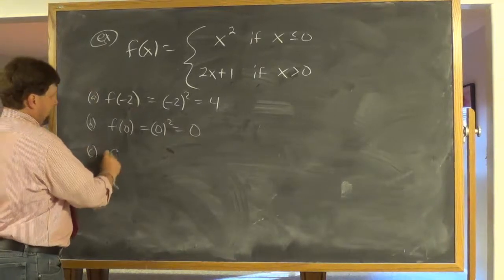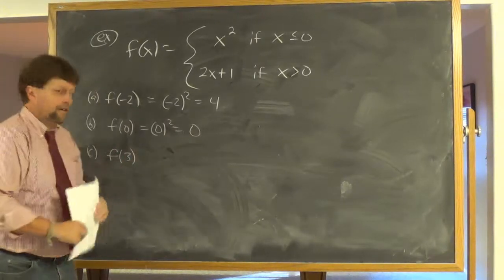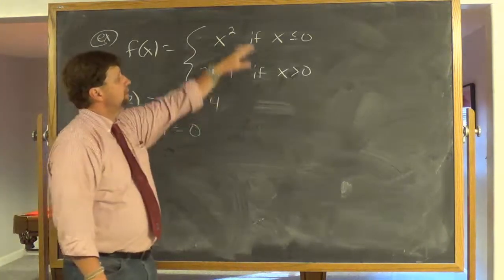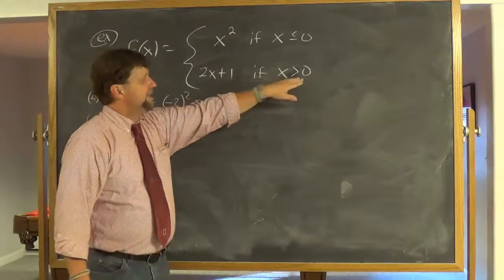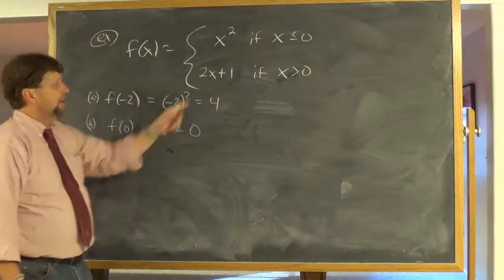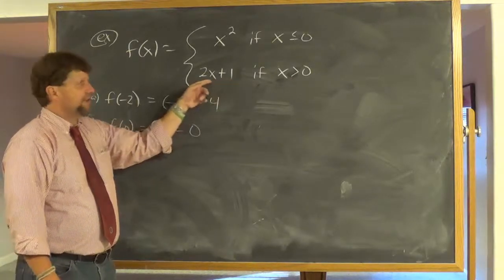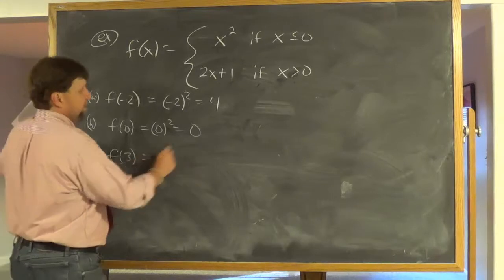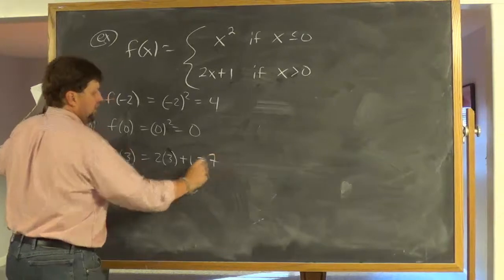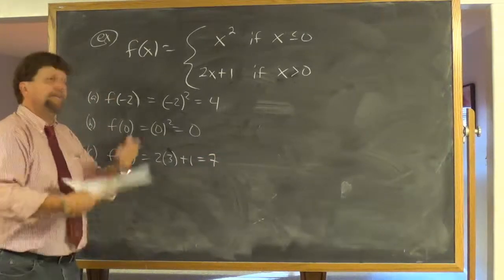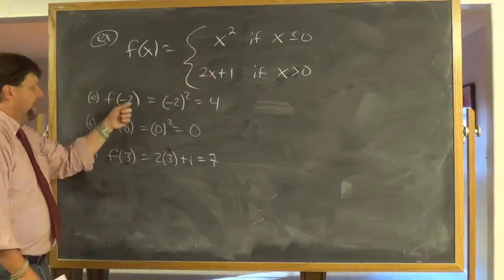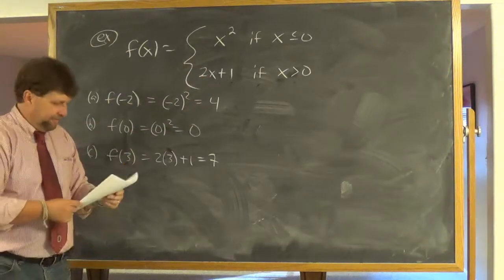And what if you're asked to find f of 3? Well, you've got to look. The independent variable value is 3. You would use this piece when x is greater than 0. 3 is definitely greater than 0, so this is the rule you're using. You toss 3 in for x, get 2 times 3 plus 1, which is 7. So it's just evaluating functions, but knowing which rule to use is based on the value of the independent variable.